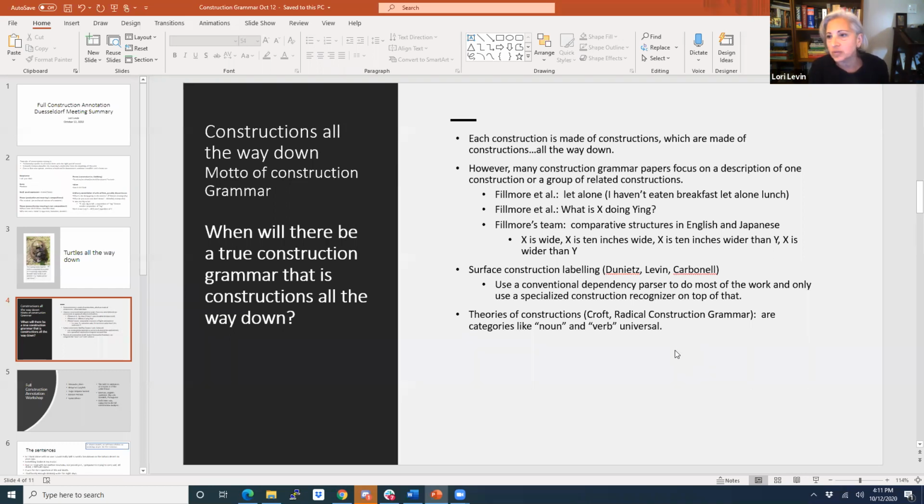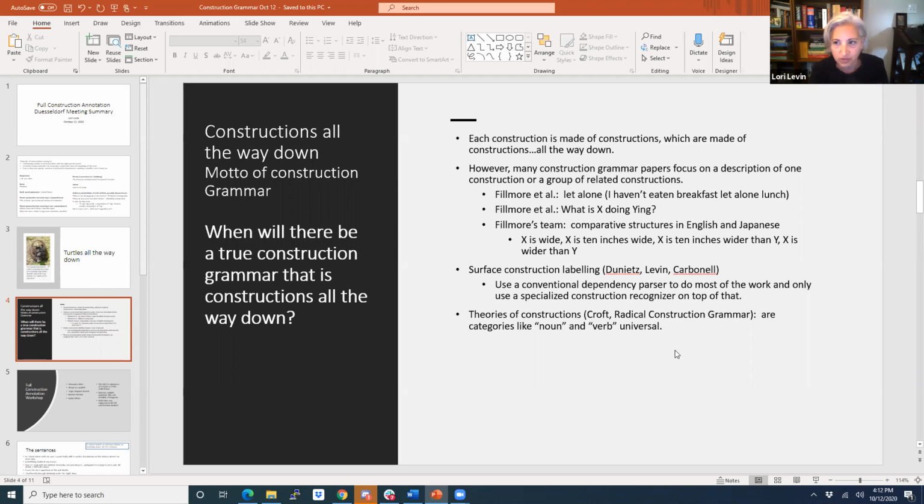If you look at what people write about, almost nobody is doing constructions all the way down. So, for example, Fillmore was the founder of construction grammar. A lot of his most popular papers are about specific constructions that are not productive or not compositional. So he has a paper about "let alone." "I haven't eaten breakfast, let alone lunch." So notice that only works one way. You can't say "I haven't eaten lunch, let alone breakfast."